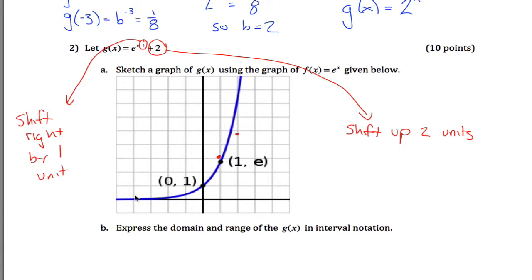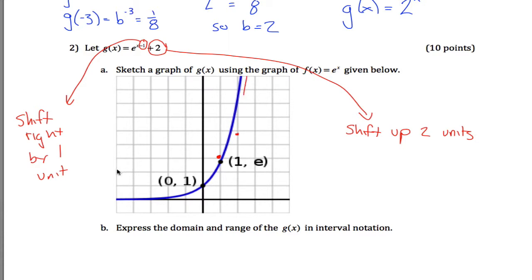We have to kind of connect those. Maybe you can draw a couple more. You can do whatever you want. The basic idea is we want to shift up by 2 and over by 1. Okay. So this is going to be harder to draw than I want it to be.